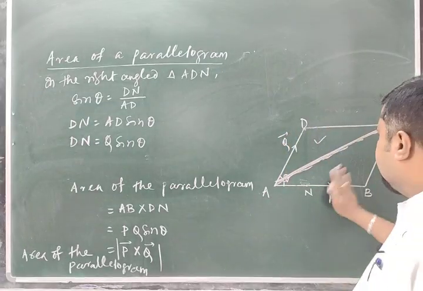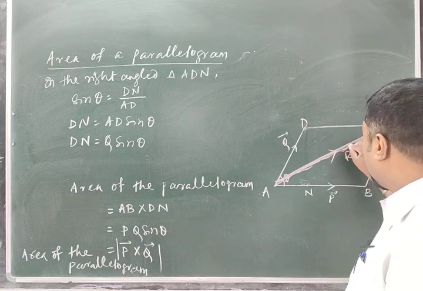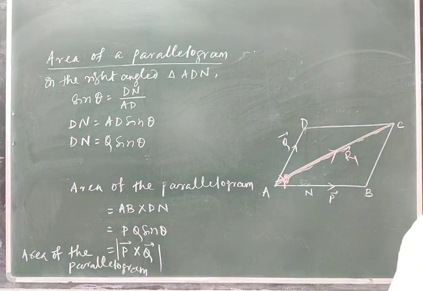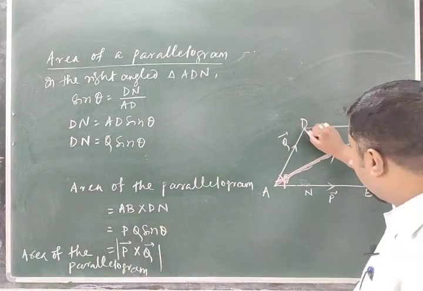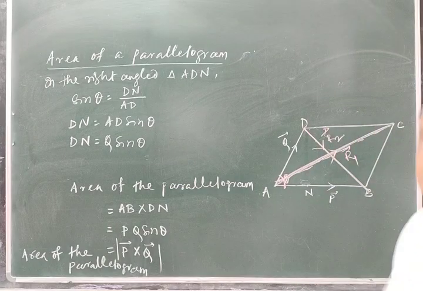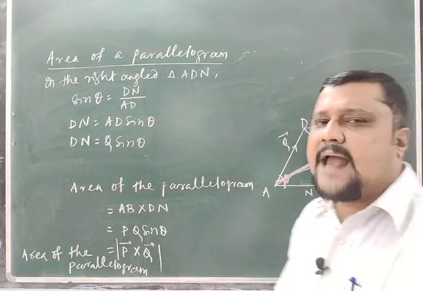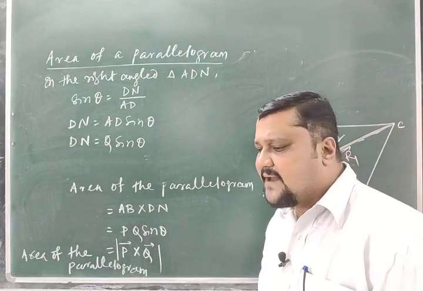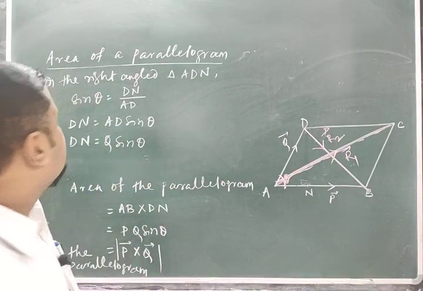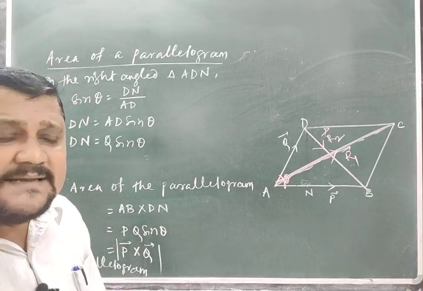In the same question, if this is the diagonal, suppose this is the resultant R1, where the two vectors P and Q have an angle theta. And let the other diagonal be R2. Now I will find the area of the parallelogram in terms of these diagonals. So next we will go for the area of the parallelogram in terms of its diagonals.